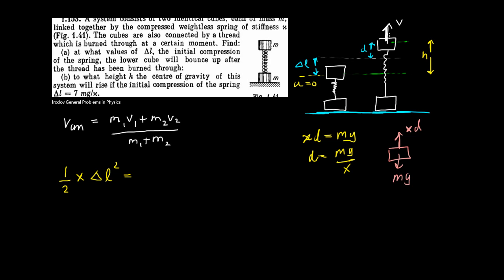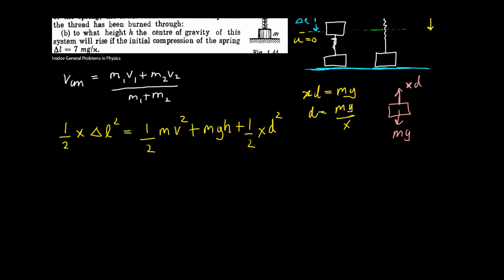And the final energy is just this velocity. This block has a velocity of v, so it's 1/2 mv squared, and it has also gained some potential energy, which is mgh, plus there's also the spring energy, which is 1/2 times the spring constant, which is k, times the extension squared. Now the extension, I assume, is d, so it's d squared. Okay, so let's substitute the things that we have here.